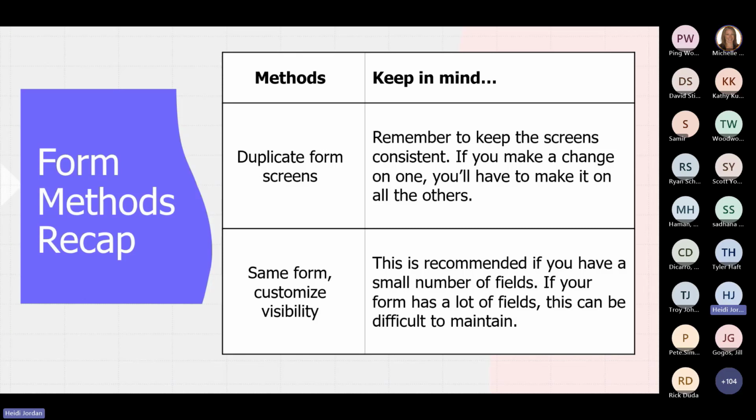And then the other method is that same form, and we just use expressions to customize the visibility. This is great if you have a small number of fields. But if you have a form that has a ton of fields, this is probably going to be a headache to maintain. So 2 different methods that do the same thing, just really what works best for you.